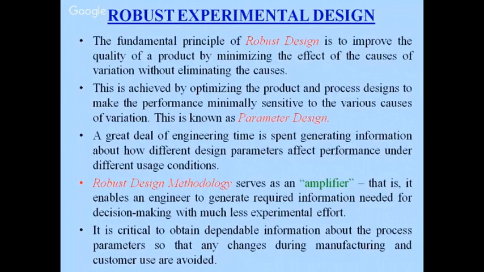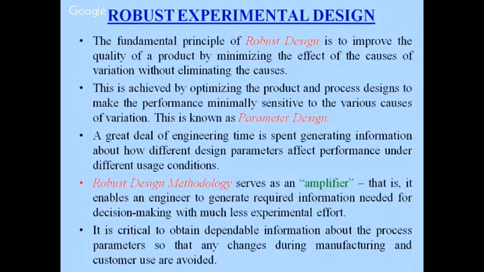We also, I just wanted to touch this because we are dealing with the Taguchi method. We call the Taguchi method robust experimental design. So why do we call it robust? The fundamental principle of robust design is to improve the quality of a product by minimizing the effect of the causes of variation without eliminating these causes. We cannot eliminate the causes, as already pointed out. The only thing is that we have to minimize the effect. That is the fundamental principle of robust design.